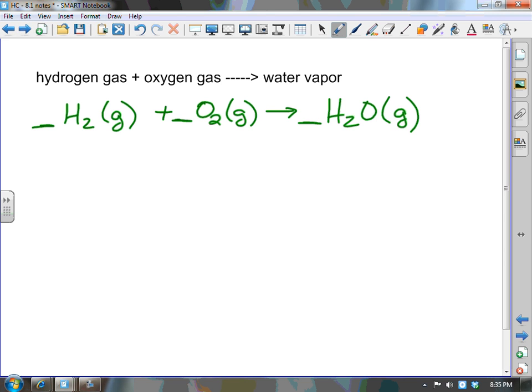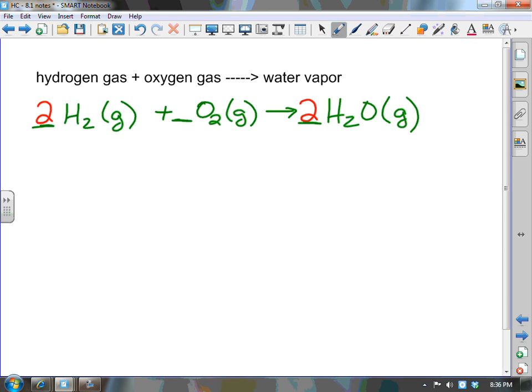And I like to say, okay, on the left-hand side, I've got 2 oxygens. On the right-hand side, I only have 1. So I need to put a coefficient out in front to get the correct number of oxygens. But if I put a 2 out in front, now I've got 2 oxygens on each side. But now you recognize that I have 2 hydrogens on the left, and now I have 4 on the right. So I put a 2 out in front of the H2.